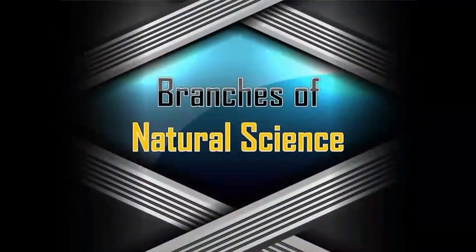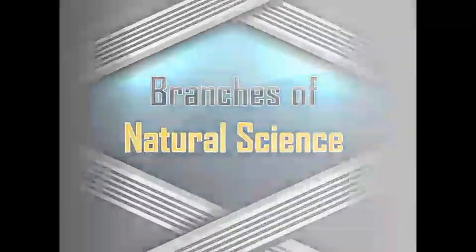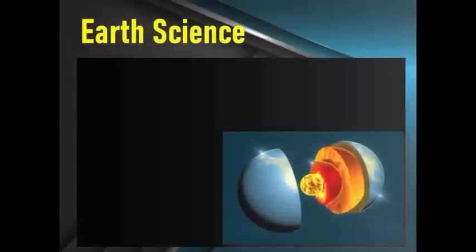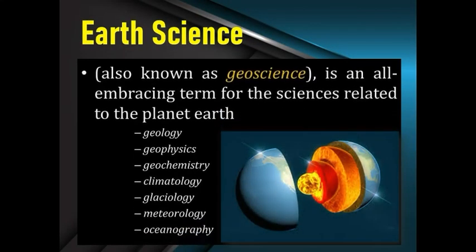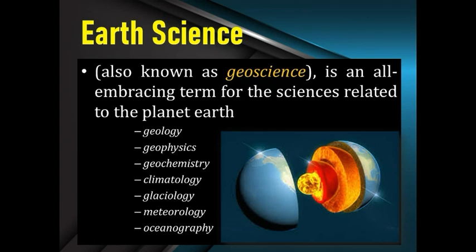This time we are heading to branches of natural science. First, earth science. Earth science, also known as geoscience, is an all-embracing term for the sciences related to the planet Earth, including geology, geophysics, geochemistry, climatology, glaciology, meteorology, and oceanography.